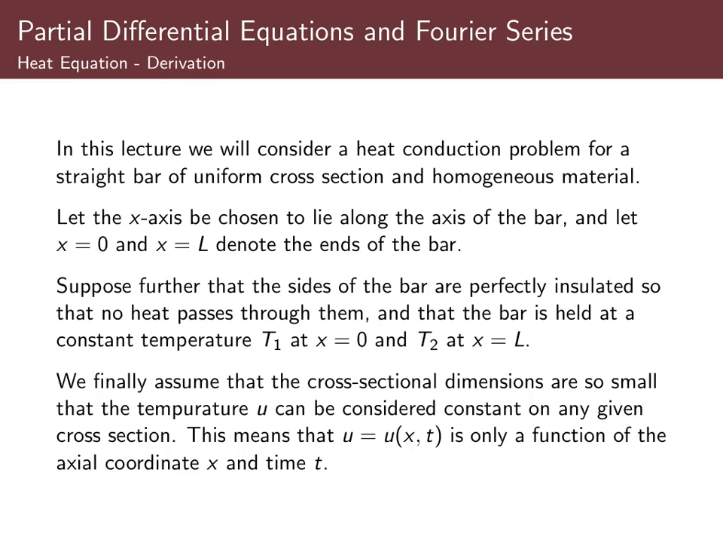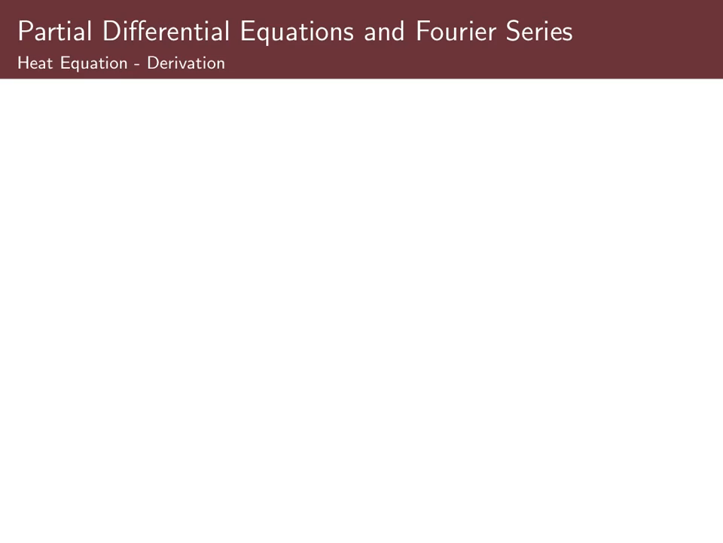We will suppose that the bar is perfectly insulated so that no heat passes through the sides, and that the bar is held at a constant temperature T1 at the left end point and T2 at the right end point. We will finally assume that the cross-sectional dimensions are so small that the temperature can be considered constant at any given cross-section of the bar. So what we're going to consider is just the temperature of the bar as a function of one axial coordinate x and time t.